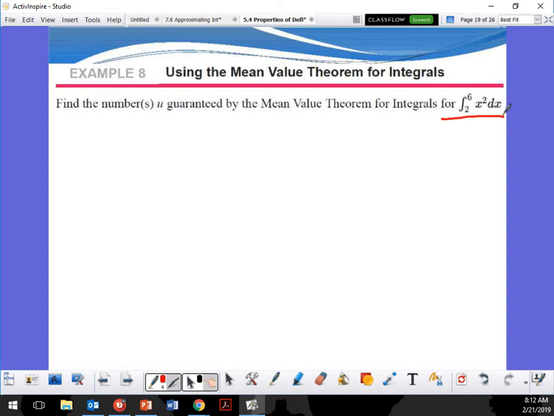So I know that somewhere in between there, I'm going to find the average of where that's going to equal. So I'm going to go with f of u times b minus a. So that's going to be f of u. So now, what is f of u? That's just putting in u for my function, right? So that's going to be u squared times 6 minus 2.